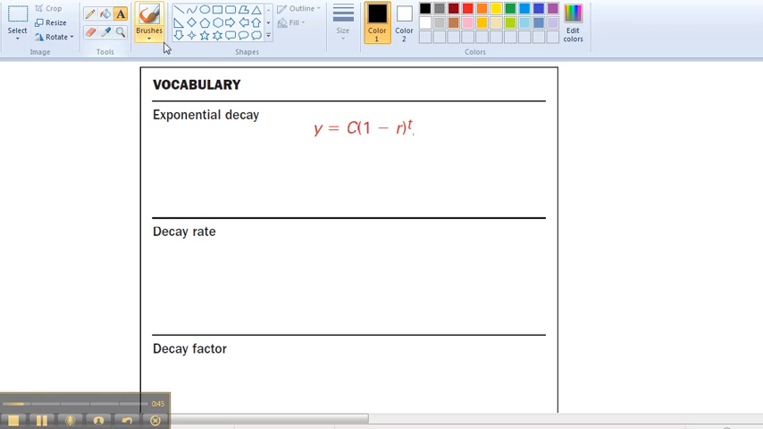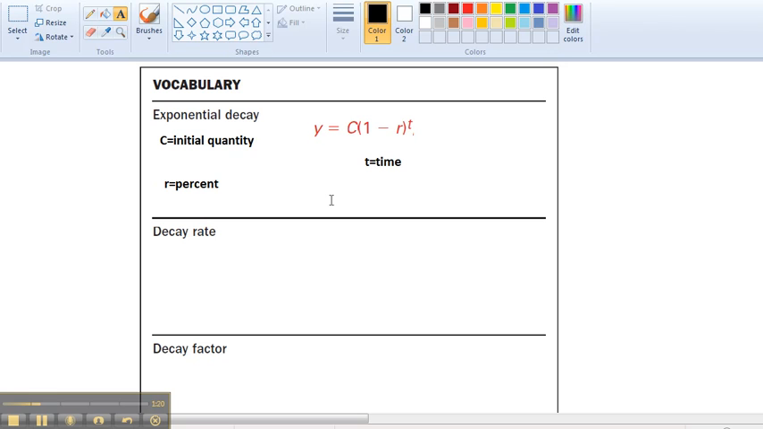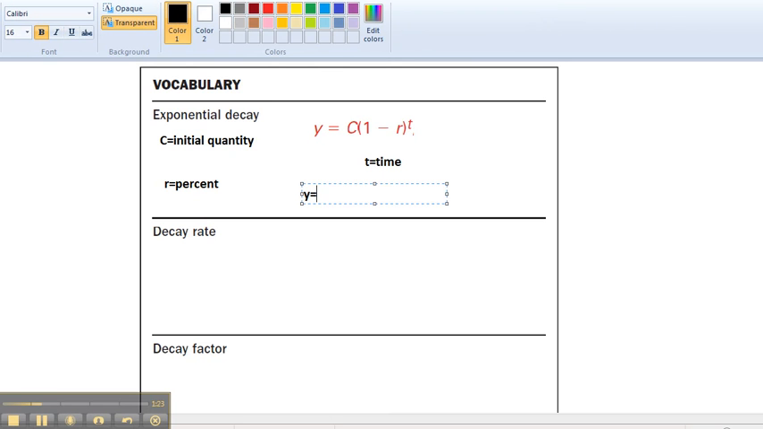Let's go ahead and define a couple of our things here. The c is going to be our initial quantity. That sounds just like what we did in the previous one. Initial quantity. The r is going to be the percent again, or the rate. t is going to equal time. And y is going to be the amount after time.